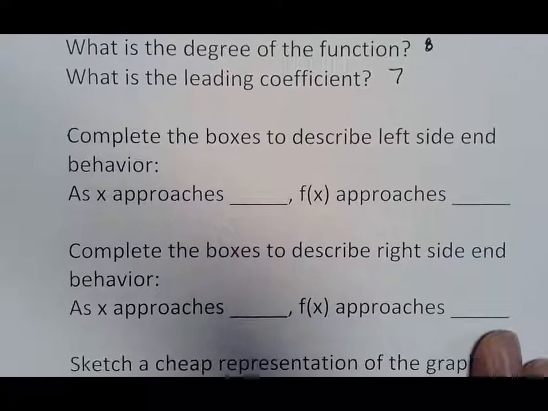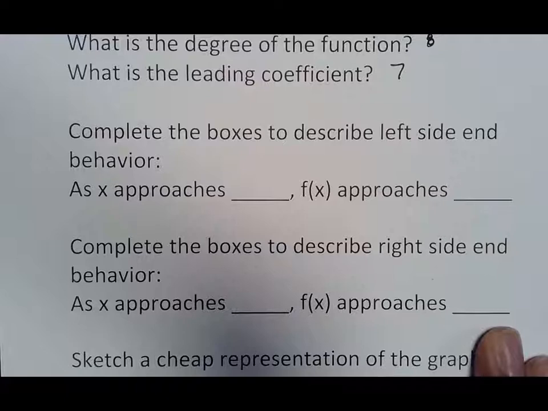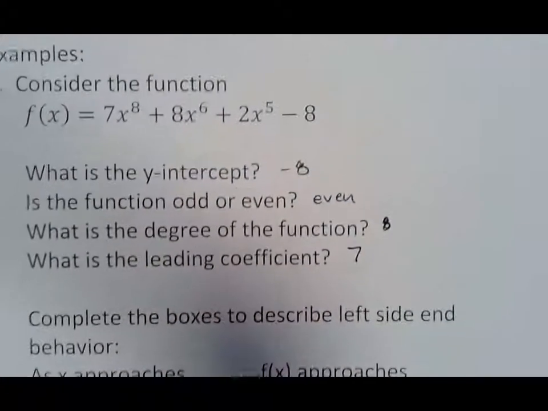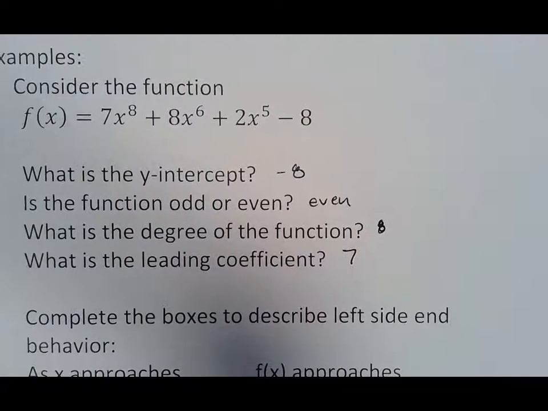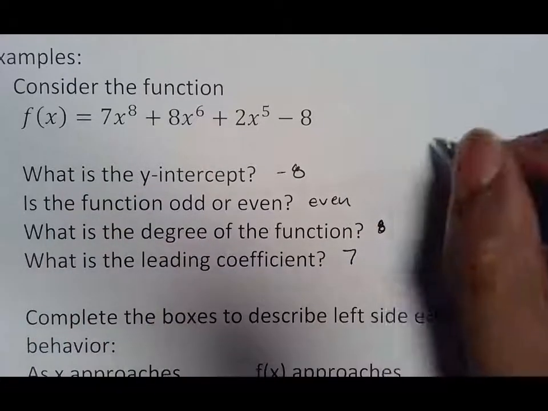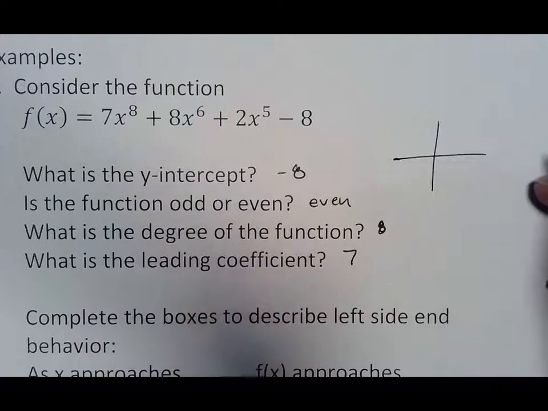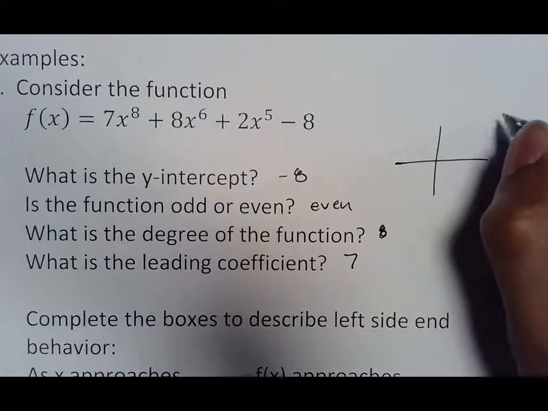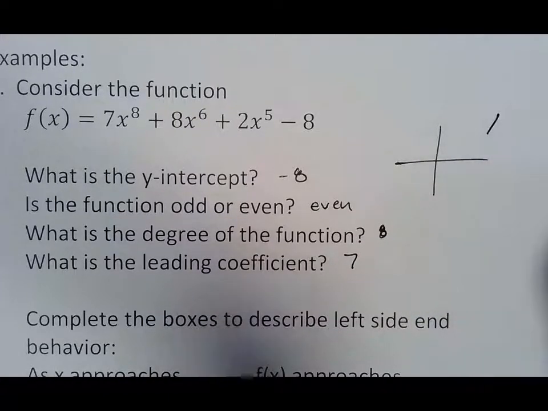Complete the boxes to describe the left side and right side behavior. So here we go. This is where we have to learn some things. If your leading coefficient is positive, this is a general sketch. That means that it's going to go up in the end. So it comes from this direction.